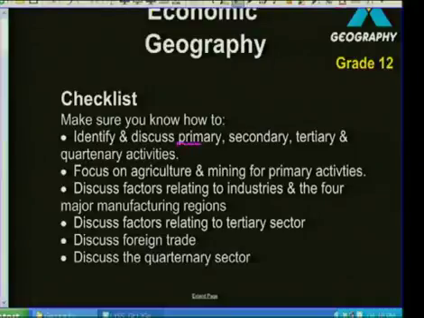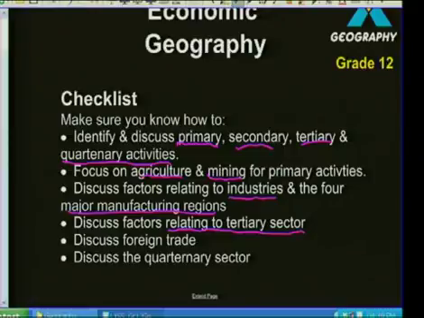If you look at it briefly, it's your primary, secondary, tertiary, and quaternary services or activities that we will be focusing on. For primary, you'll be focusing on mining and agriculture, which are your big sections. For secondary, you'll be looking at industries and the four major manufacturing regions, like your PWV, Durban, Pinetown, etc. And then also, you'll be discussing all the factors relating to your tertiary sector, your services.